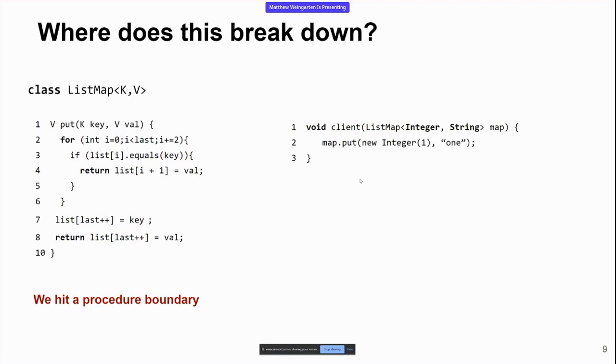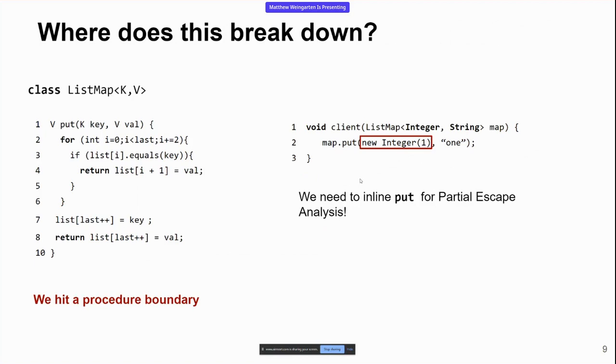For this, typically we solve this by inlining. So to get to the same end state that we had before, we would have to inline this put method into this client function on the right. And we can see the reason for this is because the allocation, this new integer, is on line 2 in the client function.